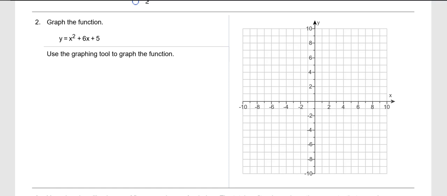But once I find that vertex, you know whether it opens up or down. I'm curious. Open up. It opens up. So from that point, we use the 1A, 3A method of graphing to find other points. That's the only difference, right? But the start of both questions is the same.